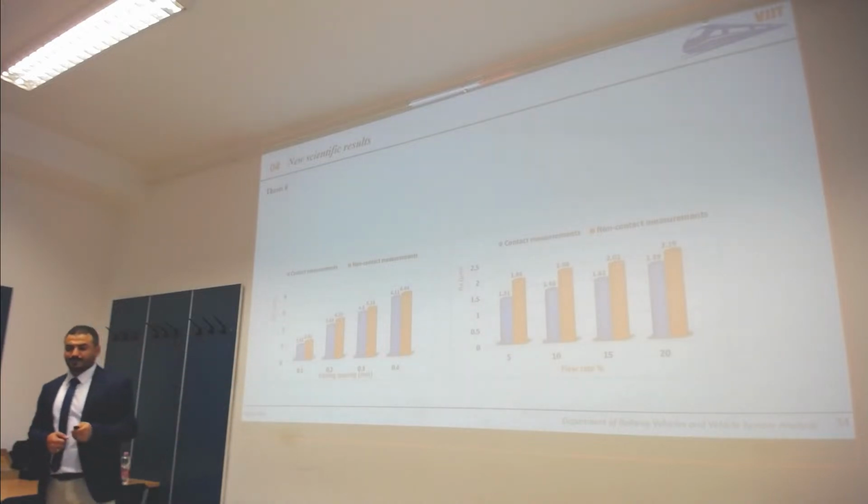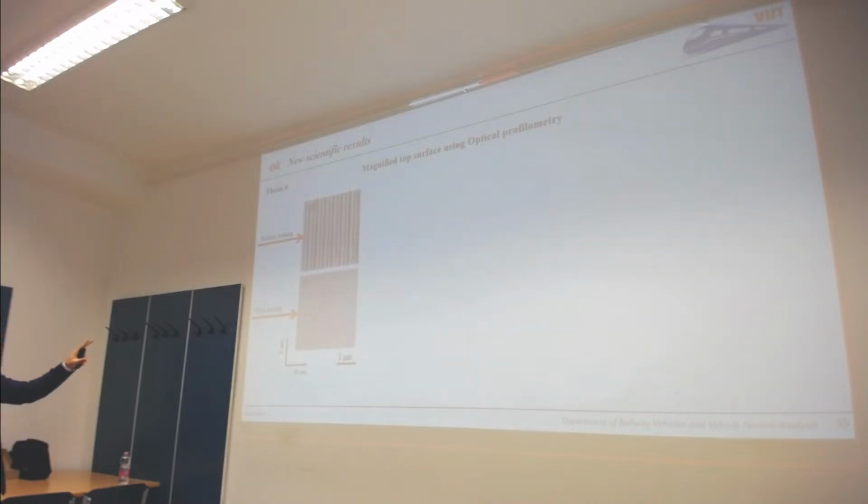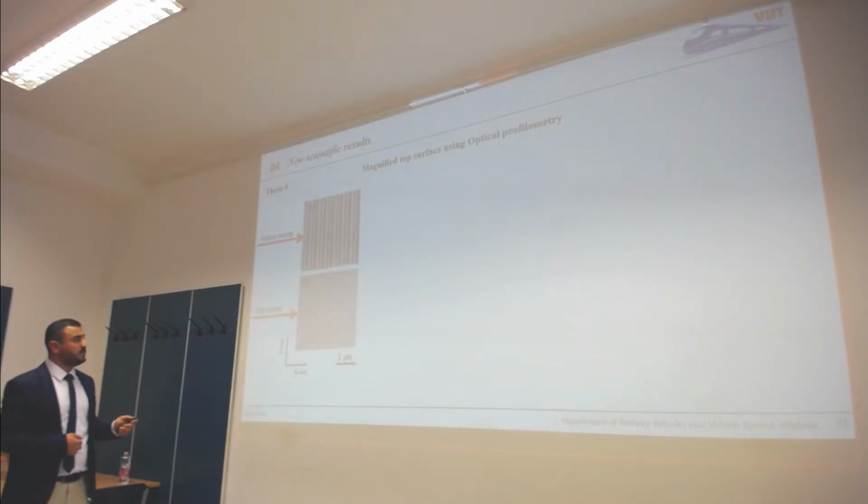surface roughness. And as we can see here, this is the magnified top surface using the optical profilometry. As we can see here, this is without ironing, and this is with the default setting. And here we can see after applying the ironing post-processing with the default setting.